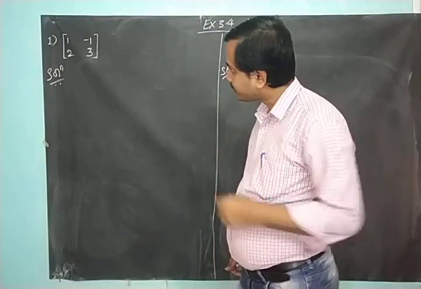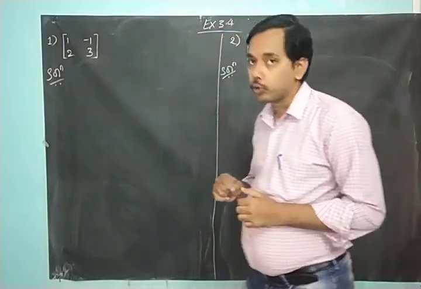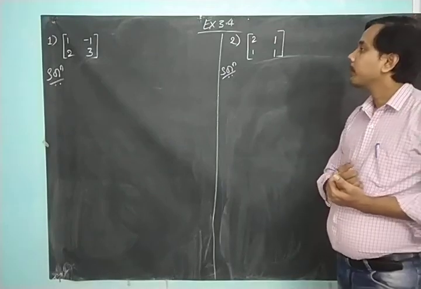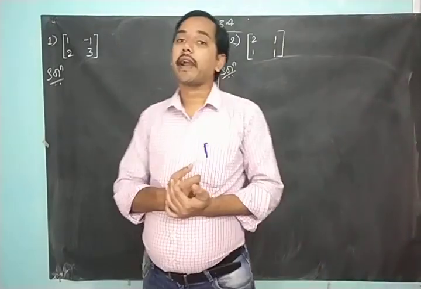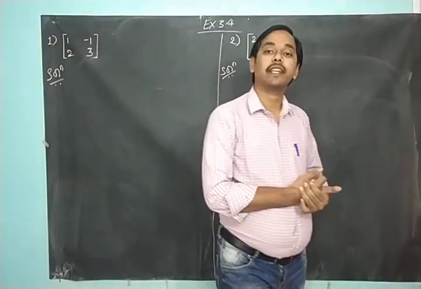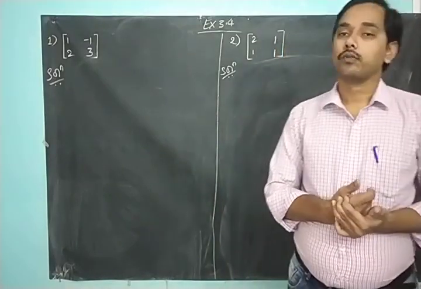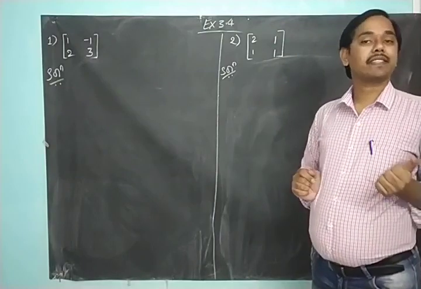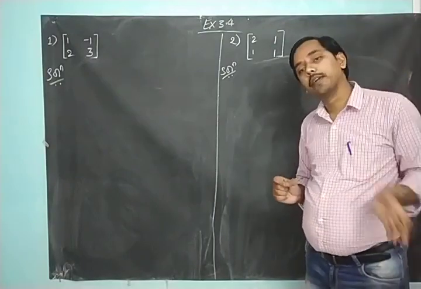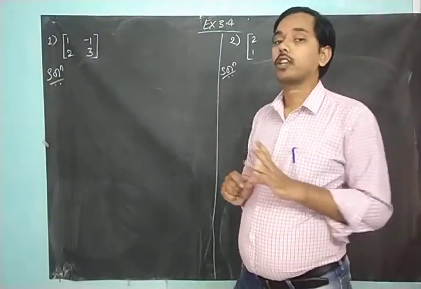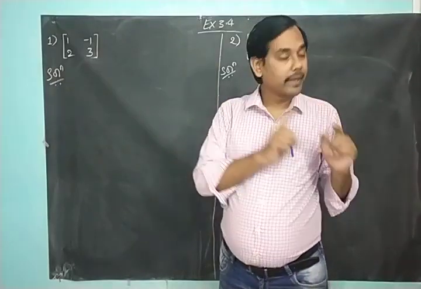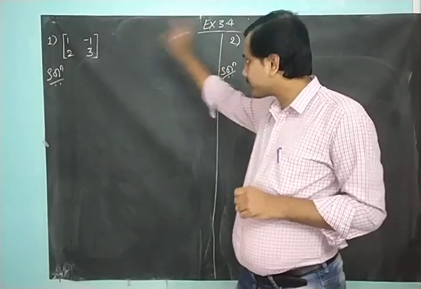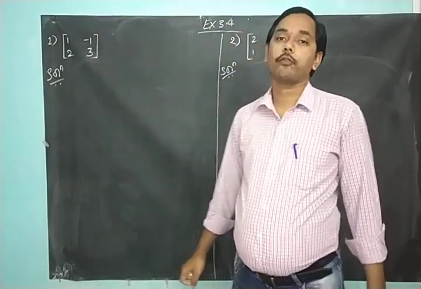Okay? So now coming to today's session, we'll start with exercise 3.4. Here they have asked to find the inverse using elementary transformation if it exists. What is the meaning of if it exists? That means it is not compulsory that each and every matrix should have an inverse. So what they are telling is, if an inverse exists for this matrix, then you find it.